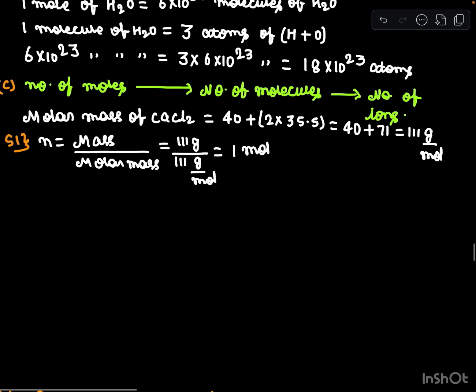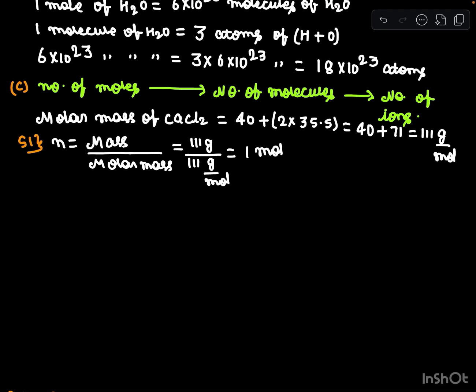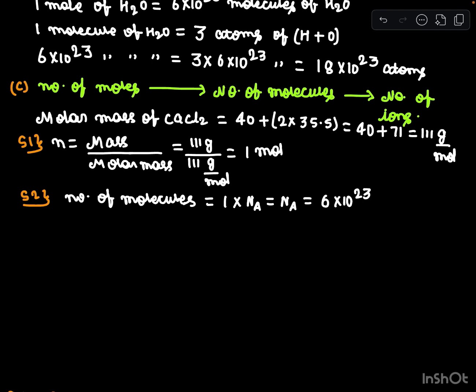From here, we will calculate number of molecules. Step 2, number of molecules. Since we know that 1 mole of any substance contains Avogadro number of molecules, so number of molecules here will be 1 mole multiplied by Avogadro number, which is equal to 6 into 10 to the power 23. Actual value is 6.02 into 10 to the power 23, but here we can take it as 6 into 10 to the power 23 molecules.